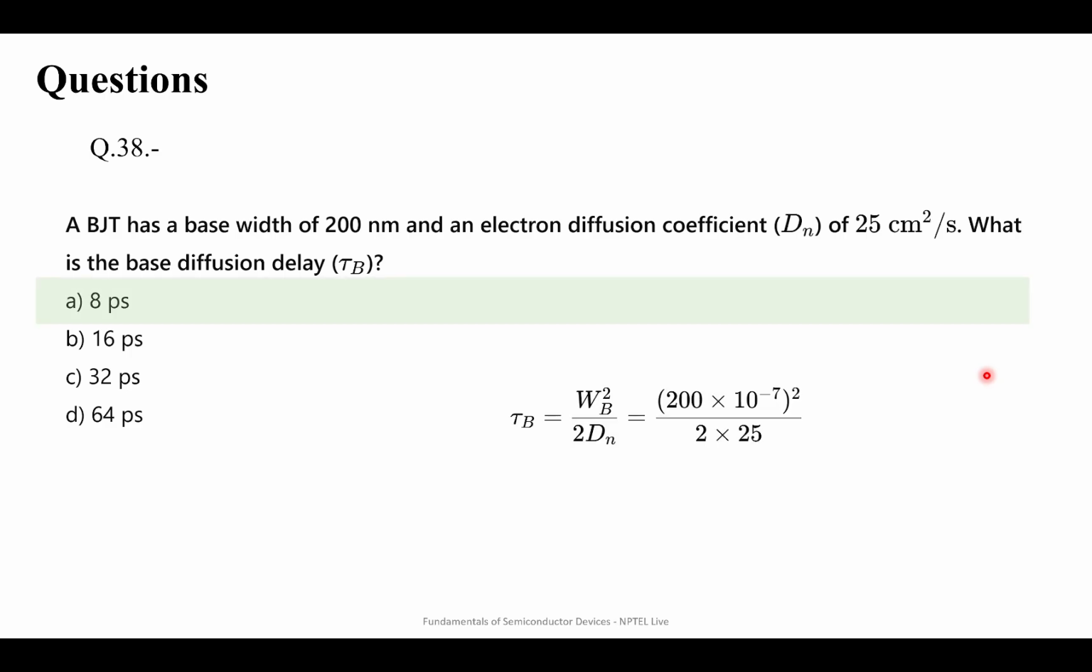So your answer to this would be actually A, 8 picoseconds. So tau b is given by WB square by 2 Dn. And if you put the values there, you will get 8 picoseconds.